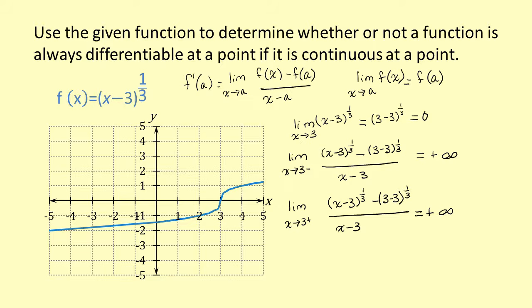So the original function, (x - 3)^(1/3), is continuous at 3, but is not differentiable at 3. We can conclude that if a function is continuous at a point, it is not guaranteed that the function is differentiable at that point. It's important to remember that if a function is differentiable, then it is also continuous. However, if a function is continuous, it may fail to be differentiable.